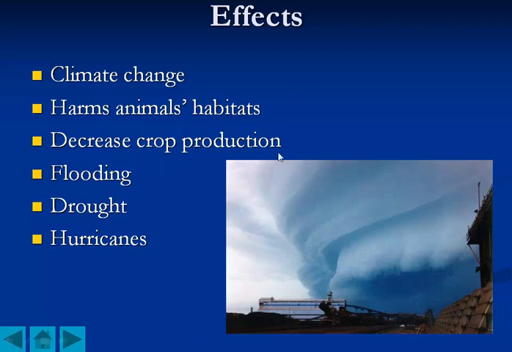Decreased crop production is generally observed as an effect of greenhouse gases. Then flooding, drought, hurricanes, these are all results of storms and heavy rain. Unseasonal heavy rain leads into this flooding, drought and hurricanes.